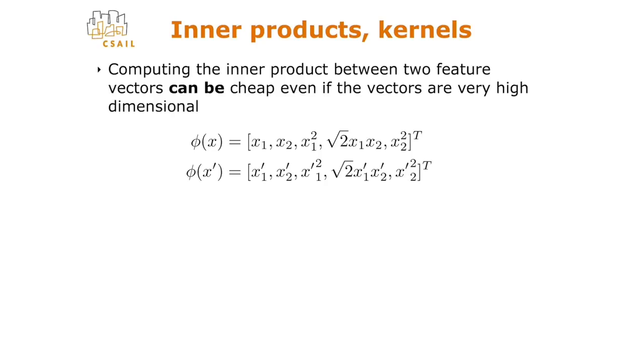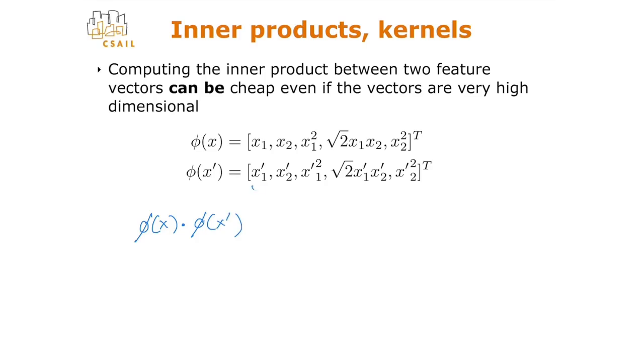The idea is that you can take inner products between high dimensional feature vectors and evaluate that inner product very cheaply. And then we can turn our algorithms into operating only in terms of these inner products. So let's see how this is possible. If I have two feature vectors corresponding to two different examples, x and x prime, and now I evaluate the inner product between these two feature vectors, I multiply the corresponding coordinates together and add them.